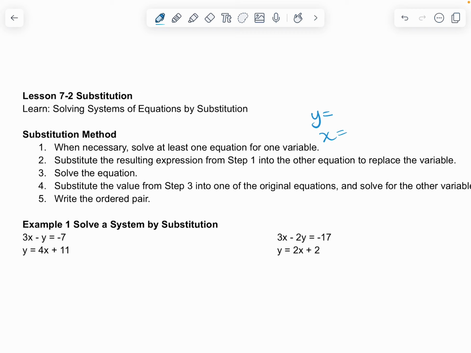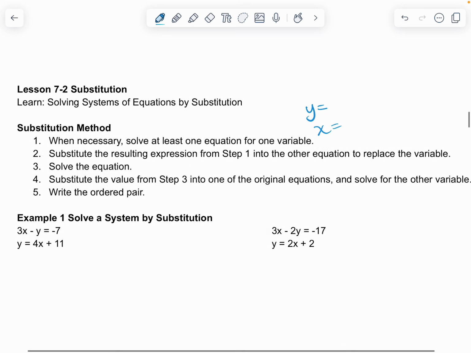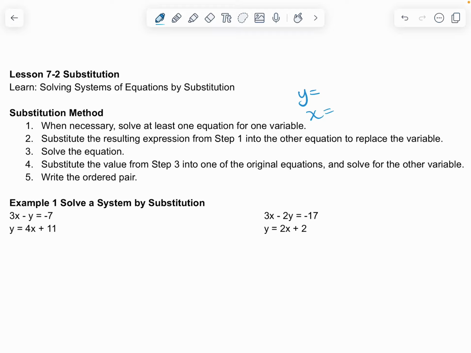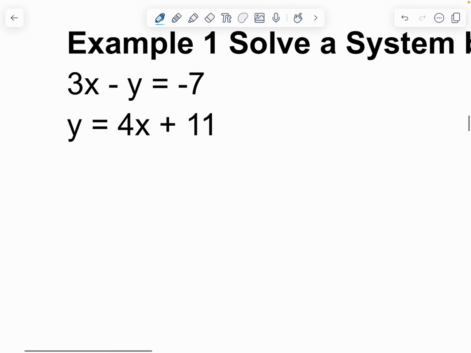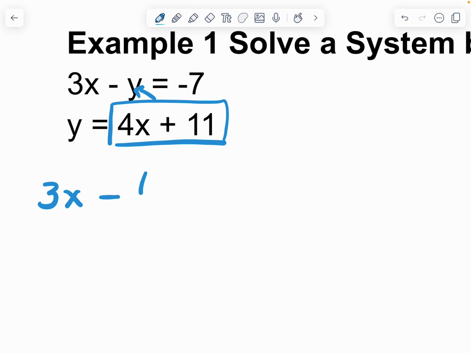Substitute the resulting expression from step 1 into the other equation to replace the variable. Solve the equation. So let's do that first. This has already got y equals, so I'm going to take what y equals and plug it in for y. So I have 3x minus, and then I'm replacing y with 4x plus 11.